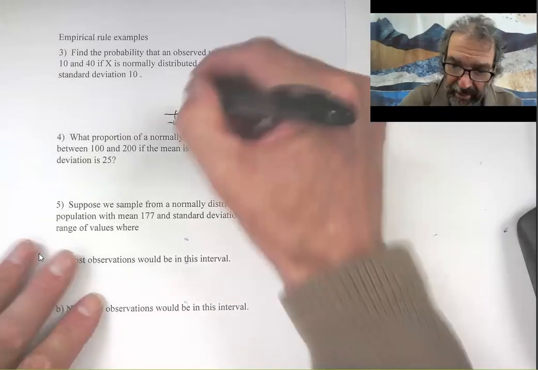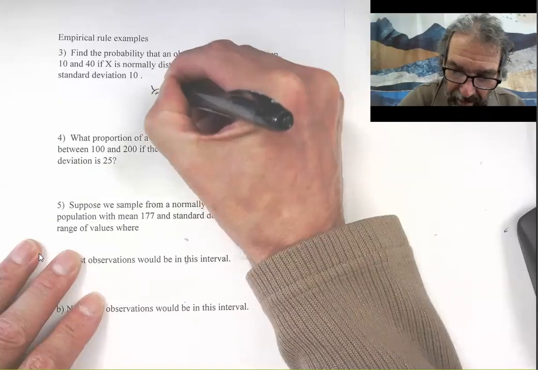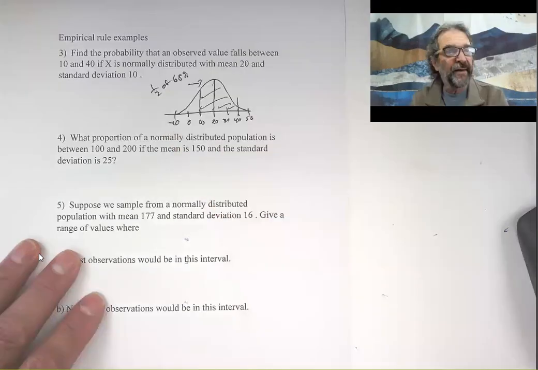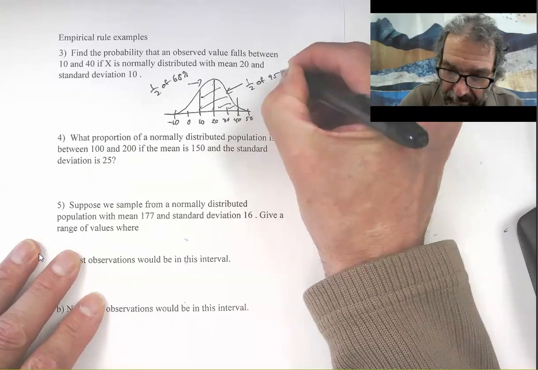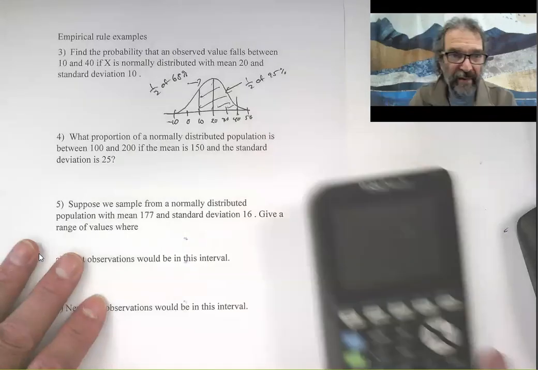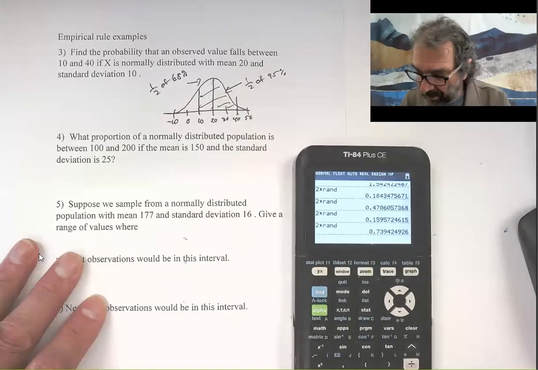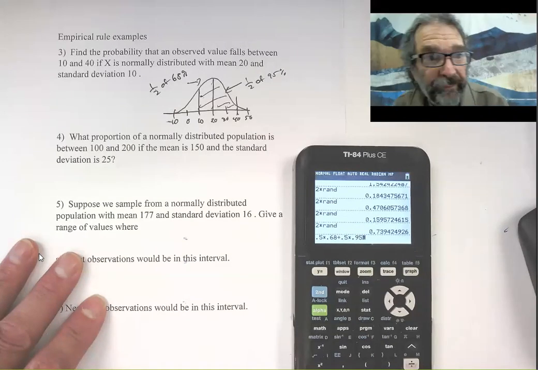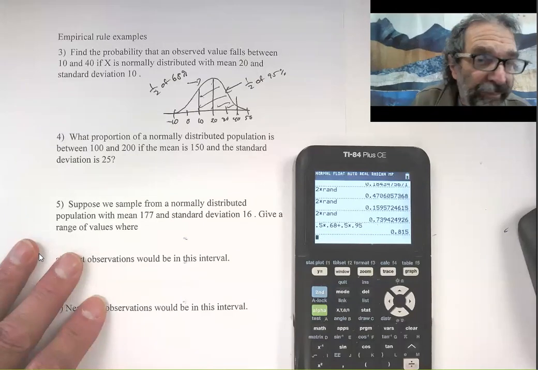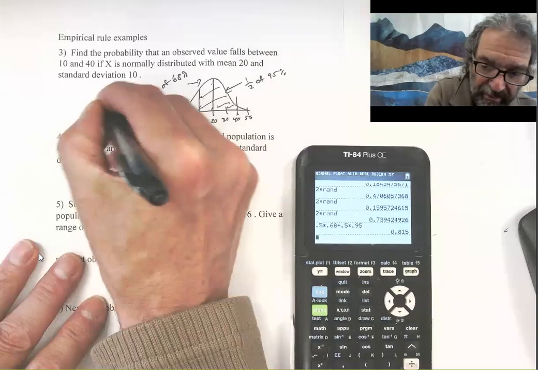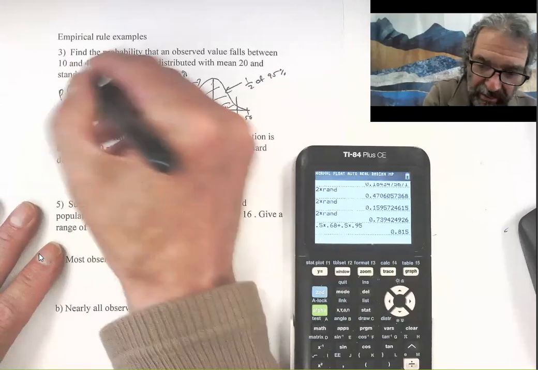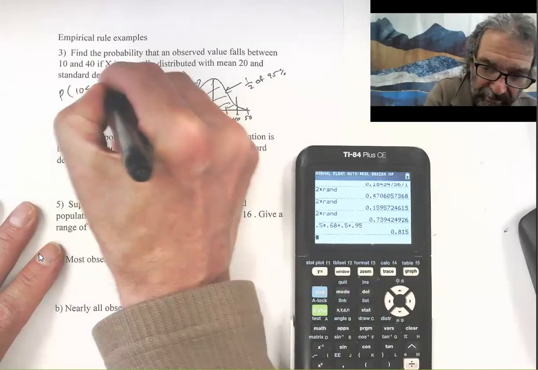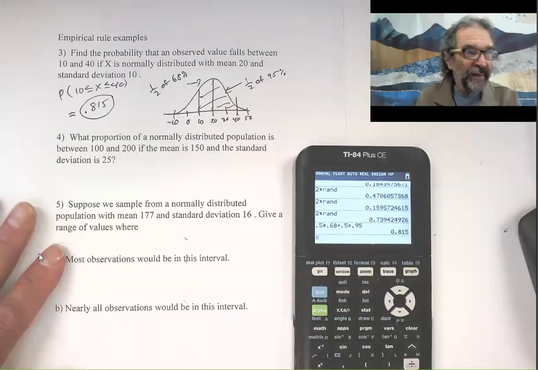Now this side should be 1/2 of 68% because it's half of the one standard deviation distance. And this side should be 1/2 of 95%. So I'm going to do 0.5 times 0.68 plus 0.5 times 0.95, like that. That should work. So 0.815 is the probability. So I could write the probability that x is between 10 and 40 is approximately 0.815.